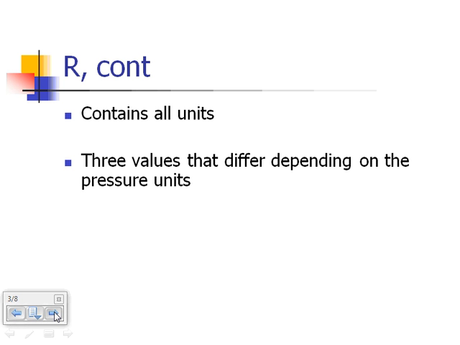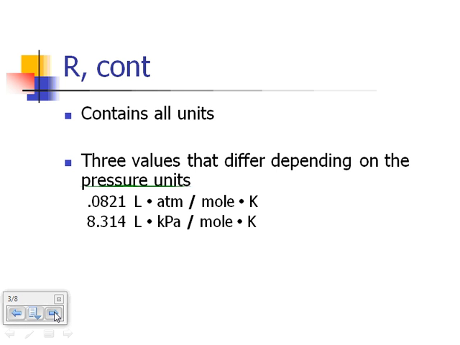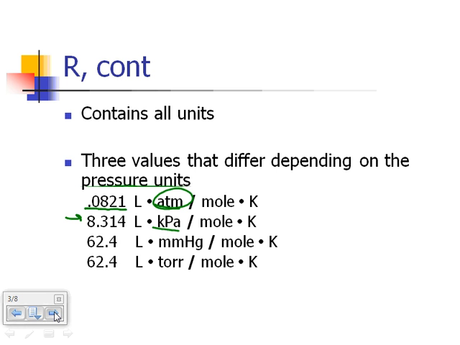There are actually going to be three values for this number R, depending on the pressure units that you're using. So you're going to have to choose which R value you're going to be using based on the pressure. And these are the R values. You would use 0.0821 if you're in atmospheres of pressure. You would use 8.314 if you're in kilopascals, or you'd use 62.4 if you're in millimeters of mercury or torr. So the whole key is to decide what units of pressure you're in and then choose your R value accordingly.